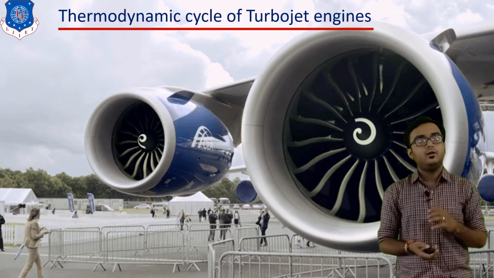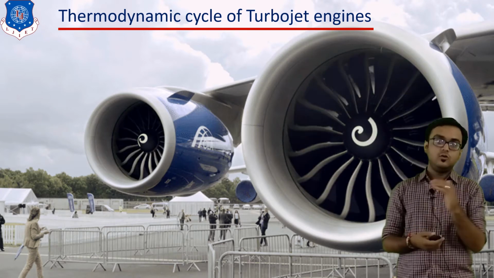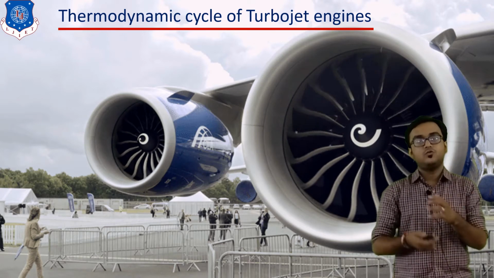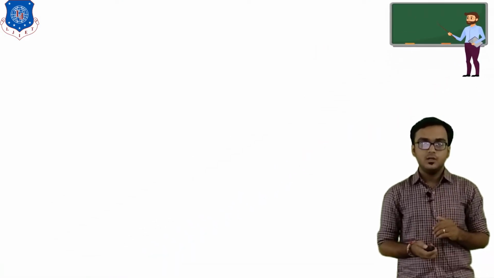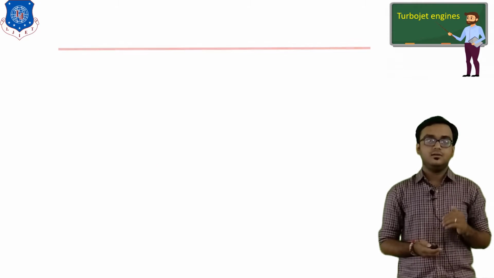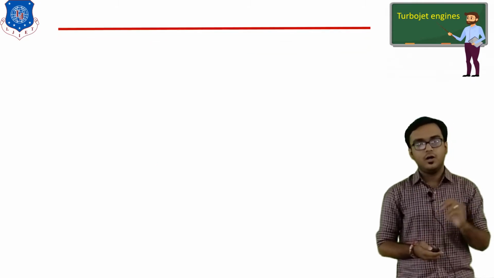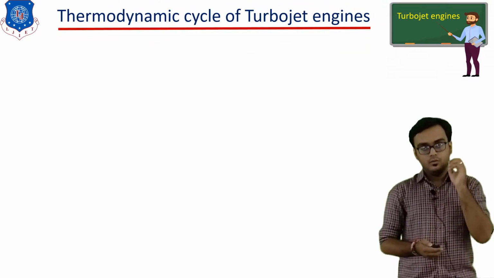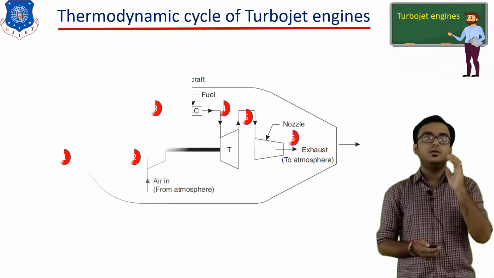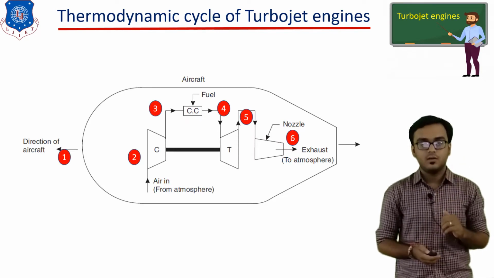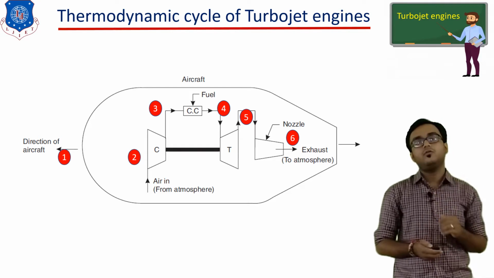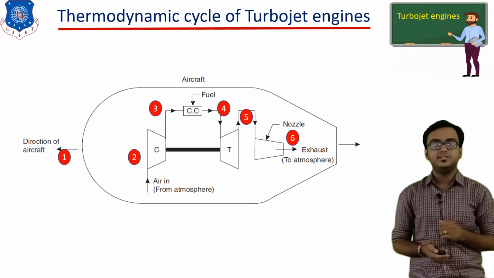Now I would like to discuss the rest of the thermodynamic cyclic analysis for the turbojet engine. So let's begin today's session. To start the rest of the analysis, again we need to recapitulate the system layout of the engine. So here we have a layout of a turbojet engine.